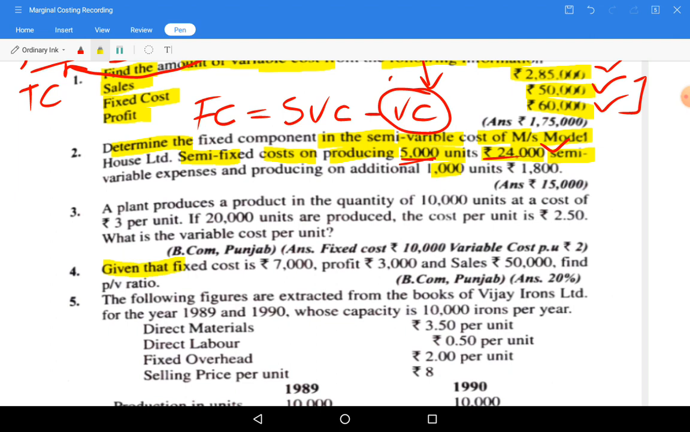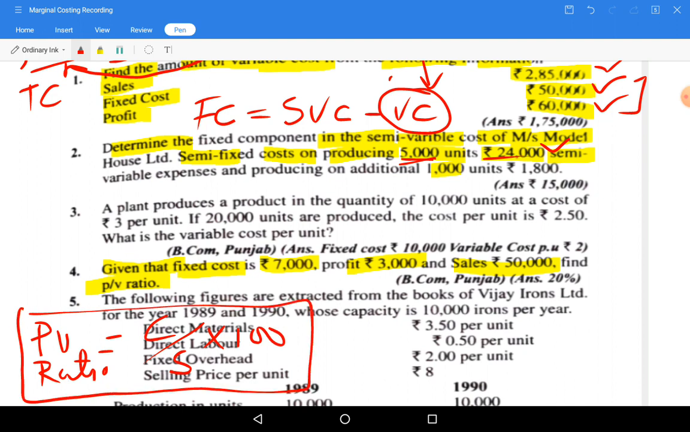Given the fixed cost is rupees 7,000, profit 3,000, sales 50,000, find PV ratio. How to find out PV ratio? What is the formula for PV ratio? Direct formula, PV ratio is equal to contribution by sales into 100. This is the formula for PV ratio.